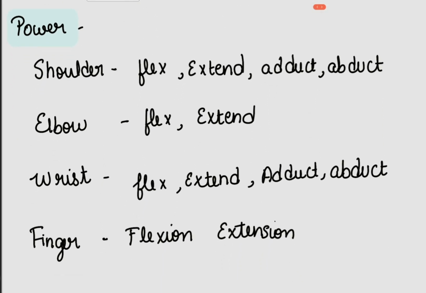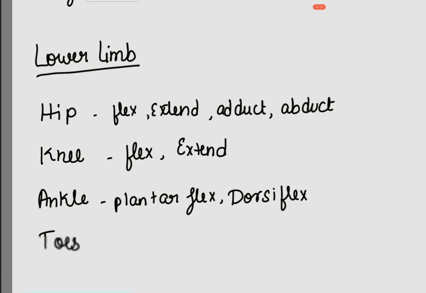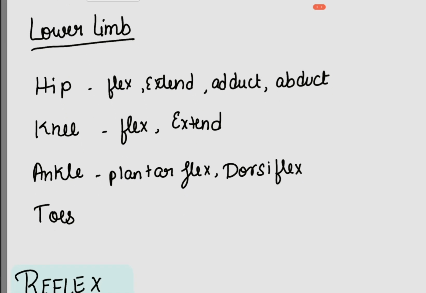How do you check for power? Basically, you look around the joints because the muscles contract and relax where you can appreciate it. Shoulder: flex, extend, abduct, adduct. The joint movement is the basic principle for the muscle to contract and relax. So we do these joint movements like elbow, wrist, fingers. In the lower limb, we do the movements of hip, knee, ankle, and toes as mentioned in the slide below.